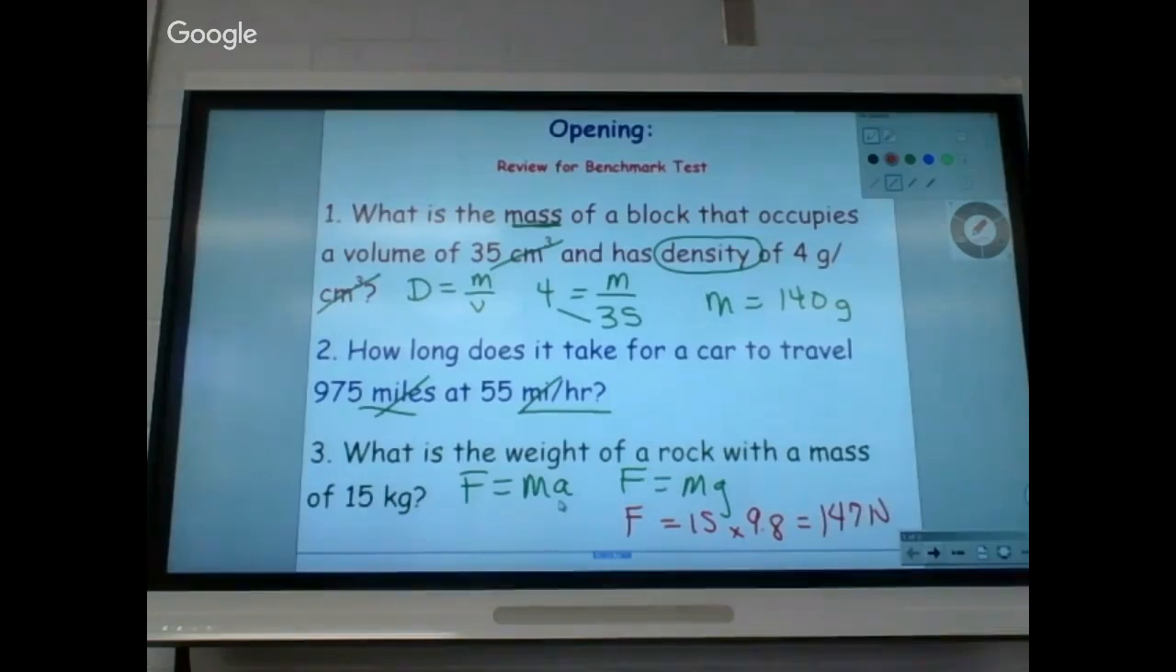Alright, number one, C, mark it on your bubble sheet. 1 is C, 2 is B, 3 is D, 4 is C, 5 is D, 6 is A, 7 is C, 8 is D, 9 is B, 10 is A.